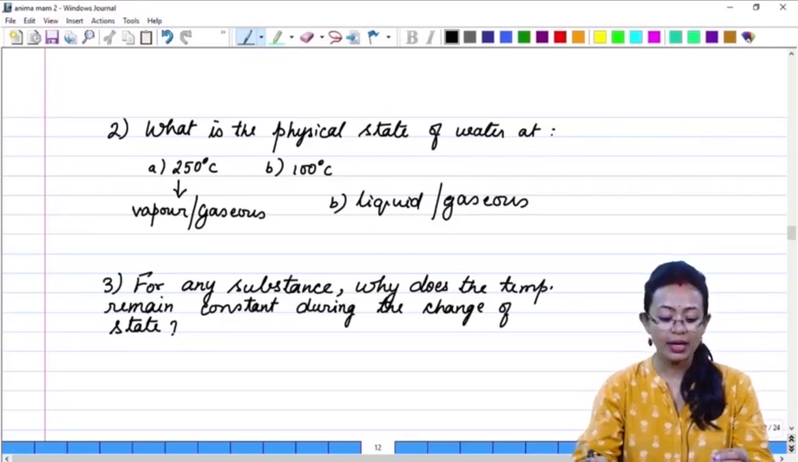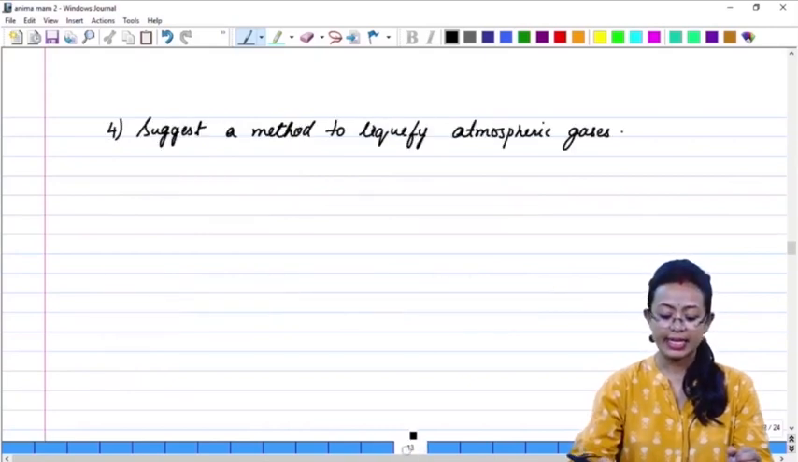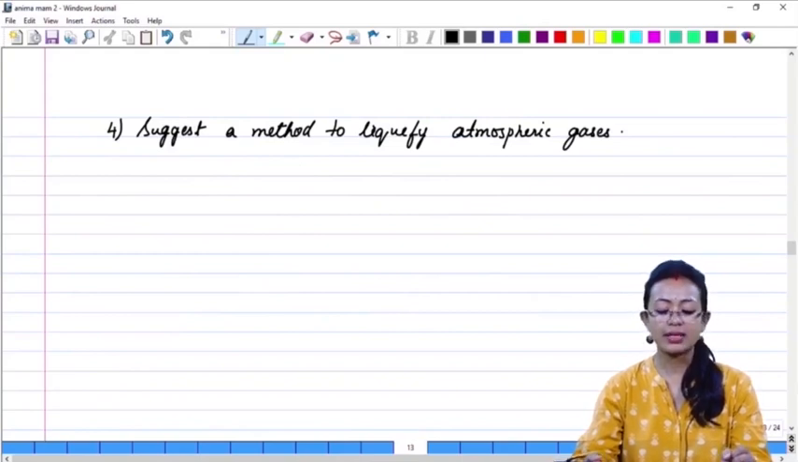So when we are giving energy to the system, this energy is used up in breaking the intermolecular forces of attraction so that space is available, and thus the temperature change does not get detected. Fine. Next question, suggest a method to liquefy atmospheric gases. Now that is very simple. You already know that you can change one state of matter to the next state by changing the temperature as well as changing the pressure.